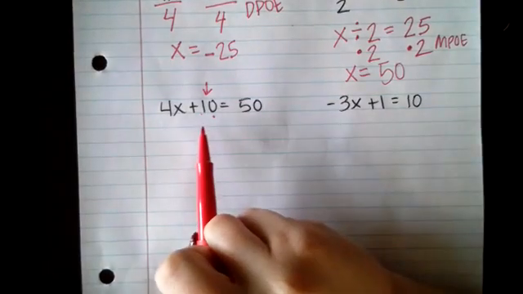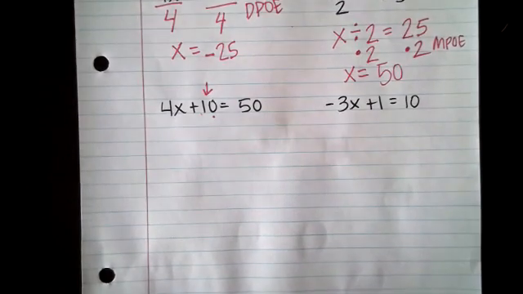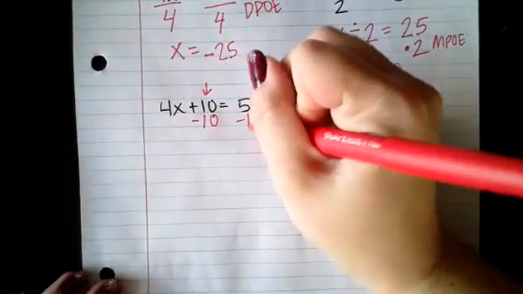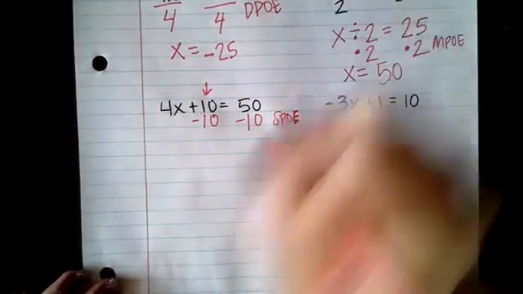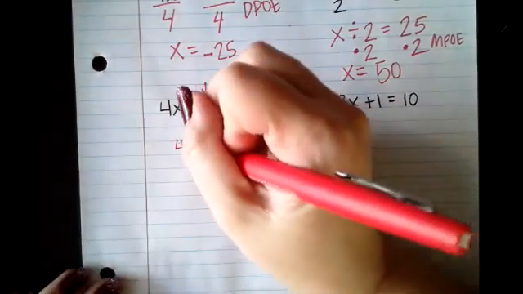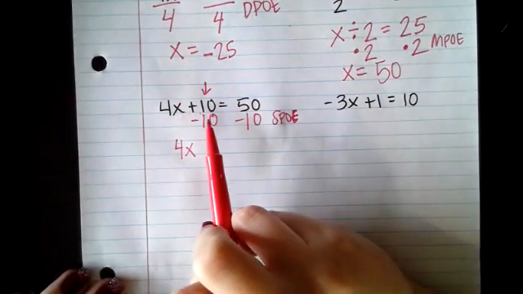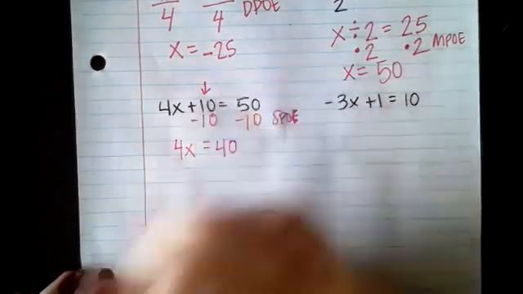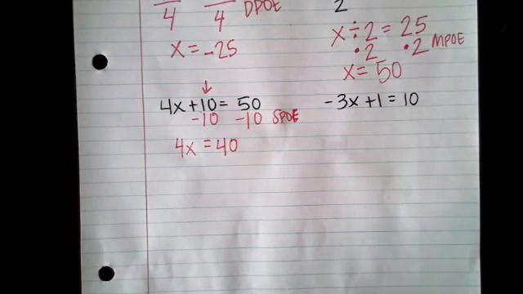So I'm going to look at what kind of math is being done and choose the appropriate property of equality. We're adding 10, which means to undo it, I am going to subtract 10 by using the subtraction property of equality. Subtract 10 from both sides of my equation, and I end up with 4x. When I subtract 10 over here, 10 minus 10 would just be 0. 50 minus 10 is going to be 40. So when I subtract from both sides, this is what I end up with.